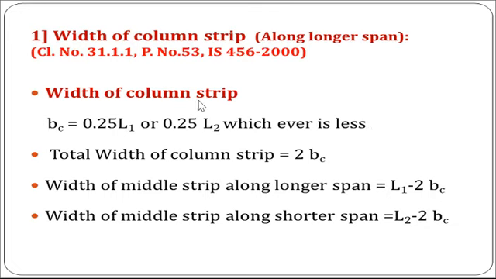That means we have considered whatever the lesser distance is, and that gives the width of the column strip. The total width of the column strip is measured from the center, and that's why total width is equal to 2 times the width of the column strip, that is, 2 times BC. Similarly, the width of the middle strip along the longer span is related to the column strip, and the remaining middle portion we have considered the middle strip, that is L1 minus 2 times BC and L2 minus 2 times BC, along the x direction and along the y direction, that is the longer span and the shorter span. This is the middle strip.